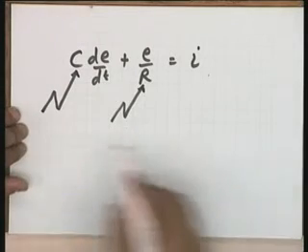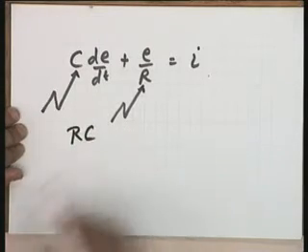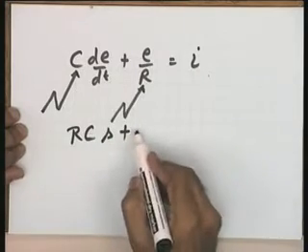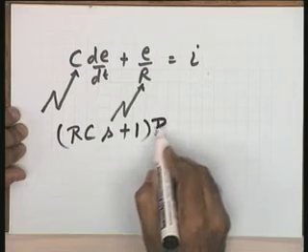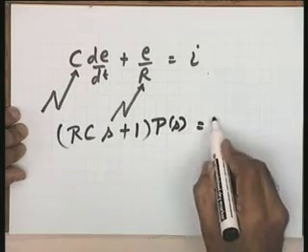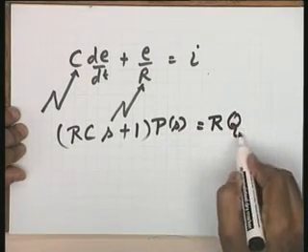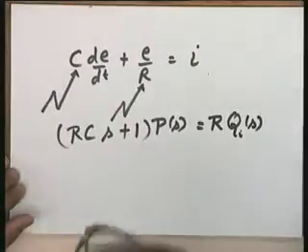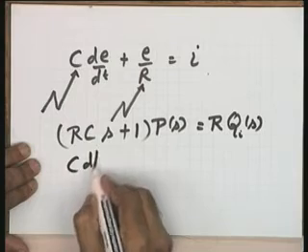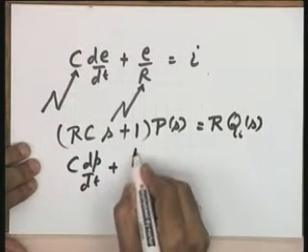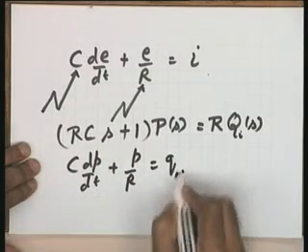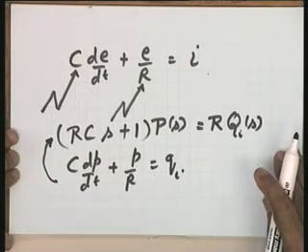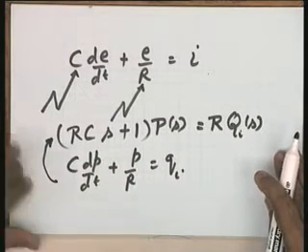So, in terms of these parameters, I can write this as (RCs plus 1) P(s) equal to, help me please, what should I write here? R Qi(s). I hope you are getting it. I just project the equation. I can write the equation here: C dP/dt plus P/R equals Qi. This equation has been written in the transformed domain this way. This is the transformed domain equation.